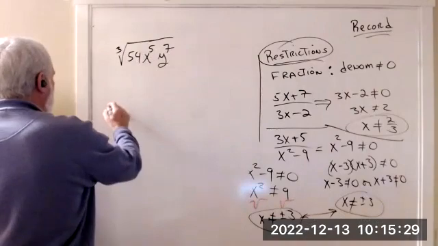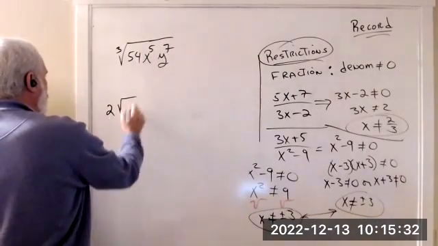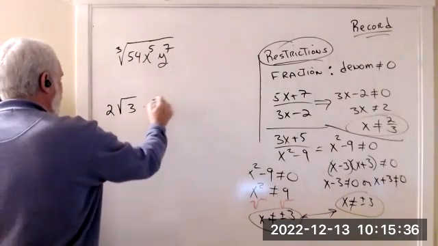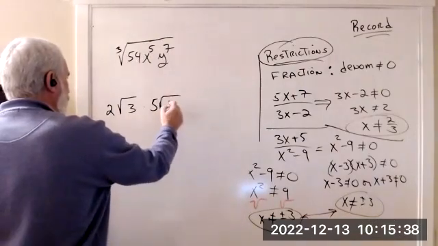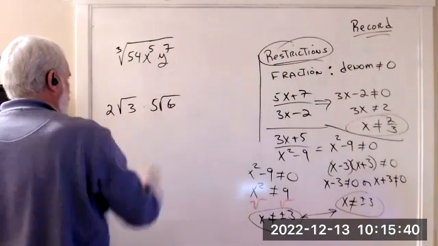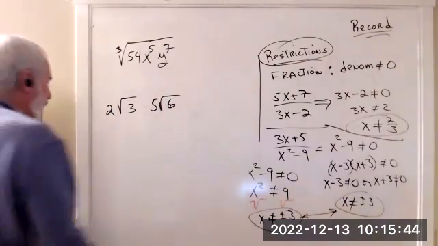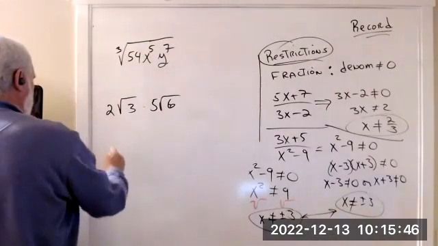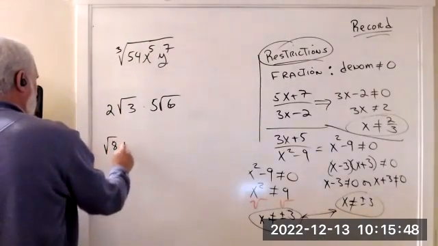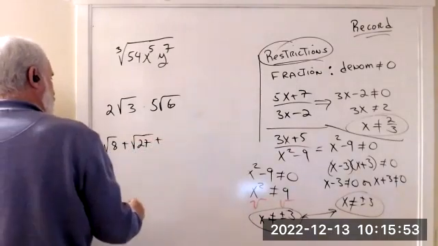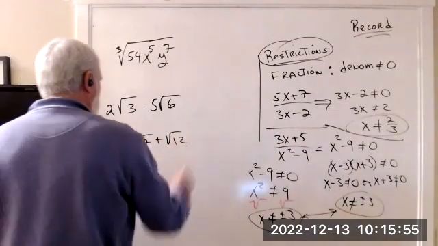Can you multiply 2 square root of 3 times, I don't know, 5 square root of 6? That's multiply. Can you add the square root of 8 plus the square root of 27 plus the square root of 12?